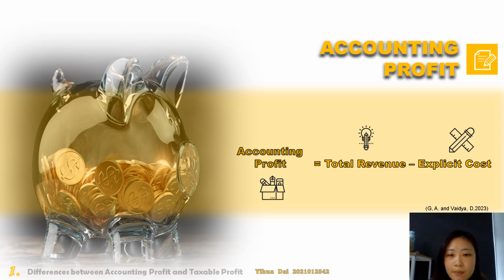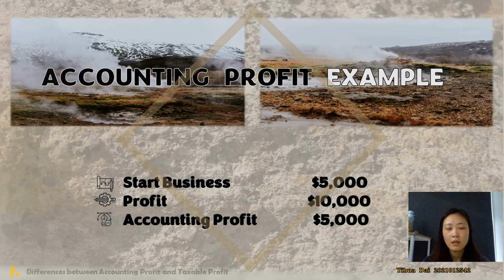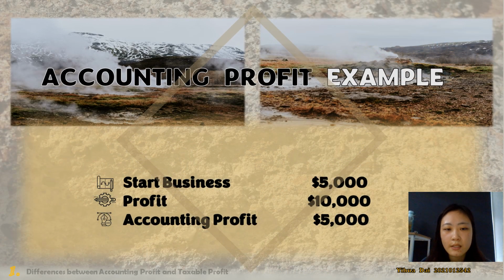So what is the explicit cost? It is the cost including labor, inventory needed for the production, raw materials, as well as transportation. So if a person starts a business using $5,000 and the revenue he earned is about $10,000, the accounting profit is equal to $10,000 minus $5,000, which is equal to $5,000.